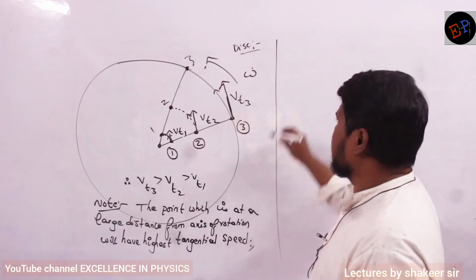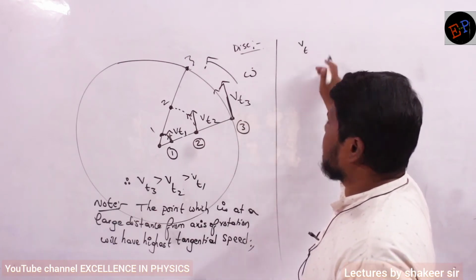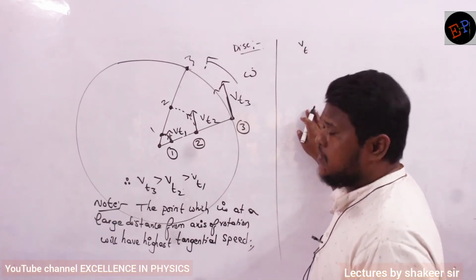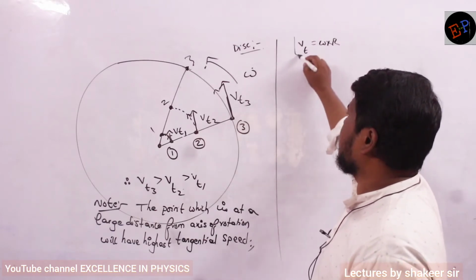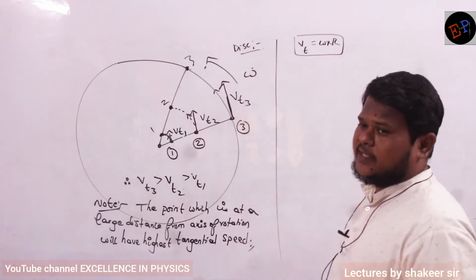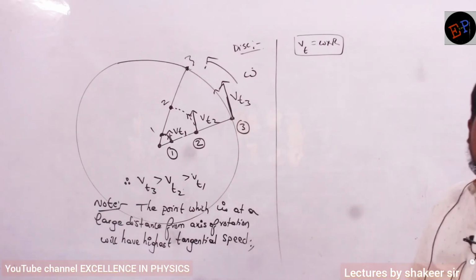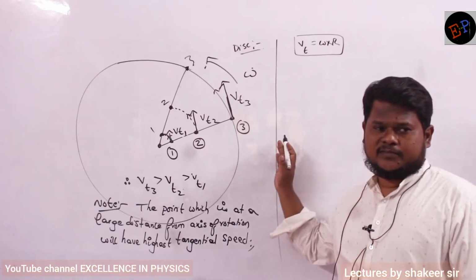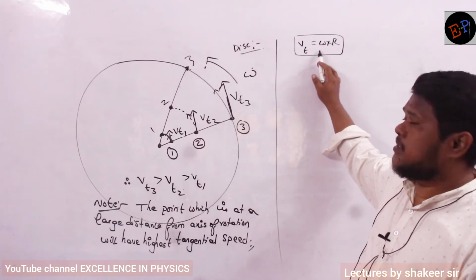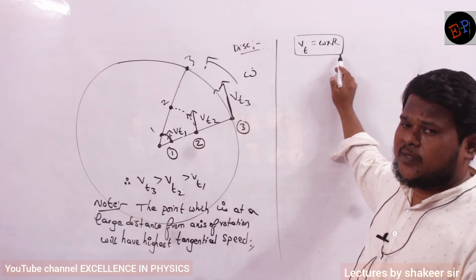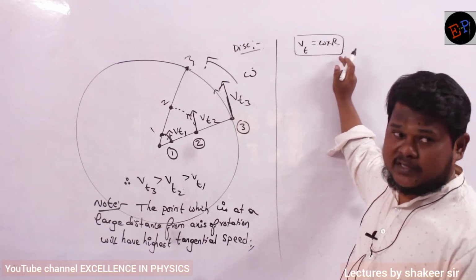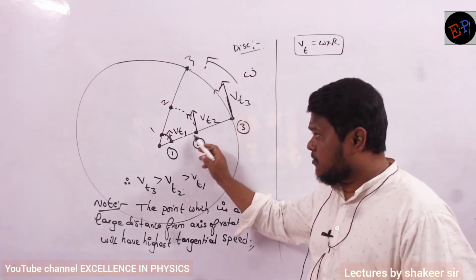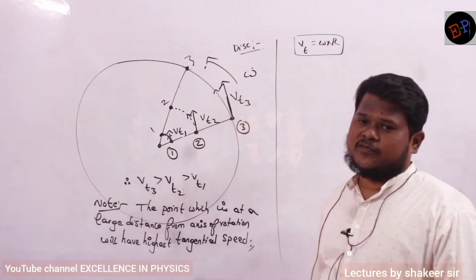Do you remember? What is the equation for tangential velocity or tangential speed? V tangential is equal to omega into r. Do you remember this one? V tangential is equal to omega into r. Do you remember this? Tangential speed depends on angular velocity and distance of the point from the axis of rotation. R doesn't mean only radius. R represents the distance of that particular point from the axis of rotation.